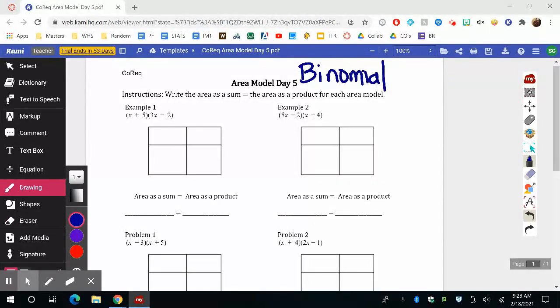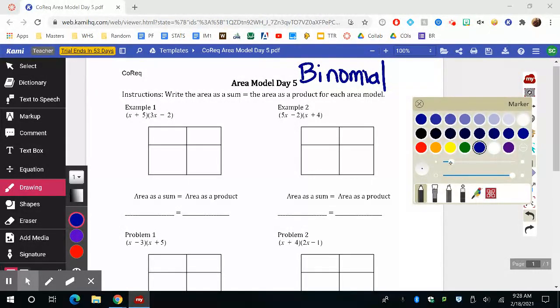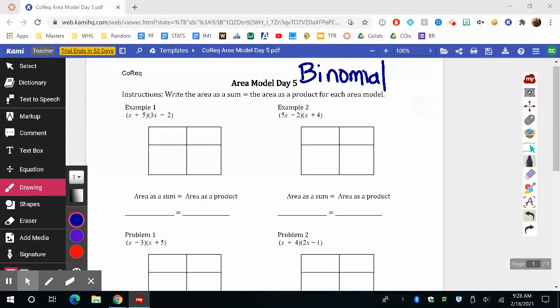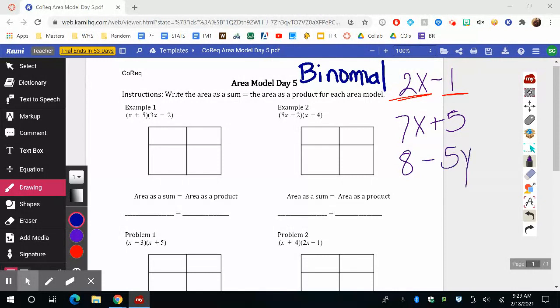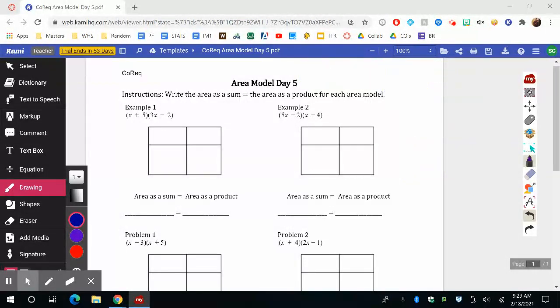is when we have an expression that has two terms. Okay, for example, 2x minus 1, that is a binomial because it has two terms. Okay, another example is 7x plus 5. Again, two terms. We have 8 minus 5y, two terms. So binomials always have two terms in their expression. Okay, and that's what we're gonna be multiplying.